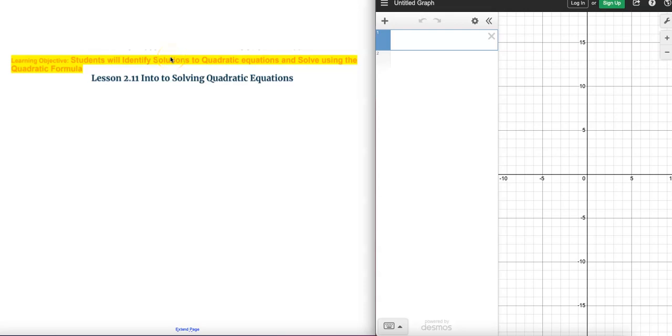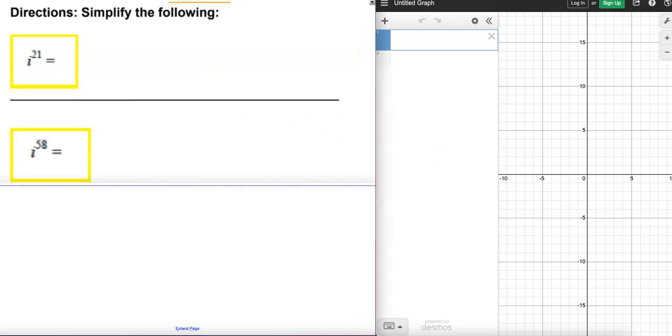Alright, so we're back with lesson 2.11, and in lesson 2.11 we're going to identify solutions to quadratic equations, and we're going to solve these quadratic equations using what we call the quadratic formula. Okay, so let's go ahead and jump right into it.